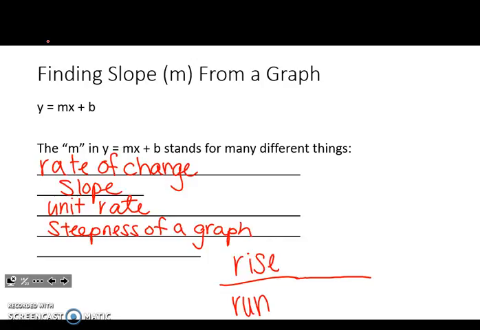And we talked about rise means to go up, but because we can also go down, it's the movement going up and down, which is the y-axis movement. That means run would be the movements going left and right, and that is along the x-axis. Okay, so when we're counting the slope for a graph, we're going to use rise over run.